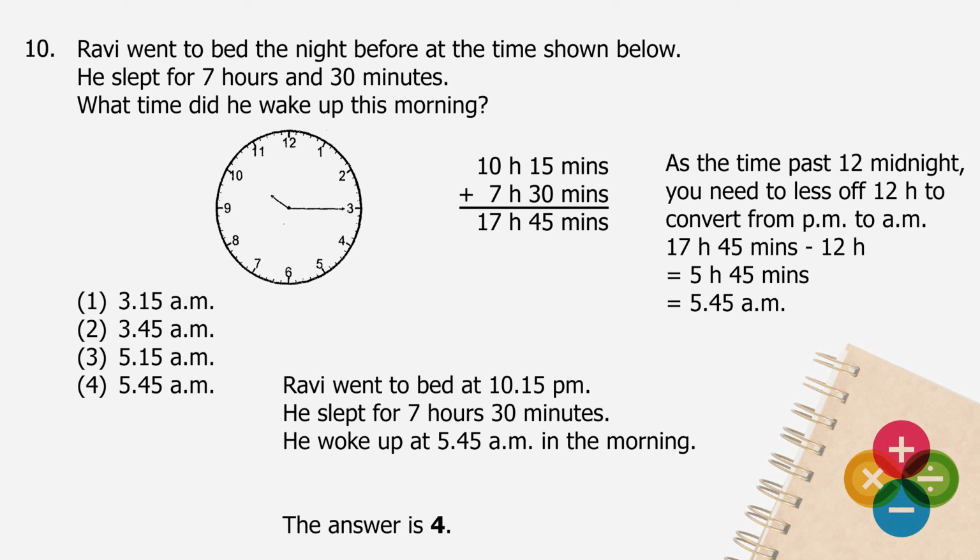As the time crossed 12 midnight, we will need to take off 12 hours from 17 hours 45 minutes to convert to a.m. time. Convert 17 hours 45 minutes to a.m. will be, subtract 12 hours from 17 hours 45 minutes, and the difference is 5 hours 45 minutes, which is equal to 5:45 a.m. He woke up at 5:45 a.m. in the morning. The answer is 4.